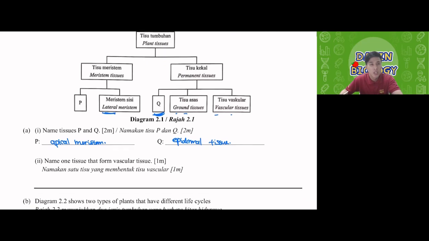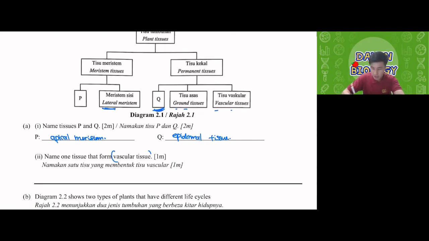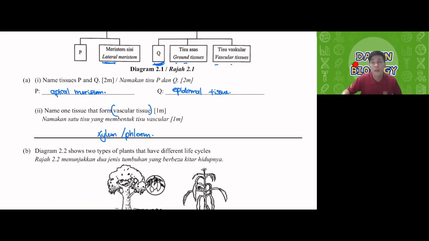One tissue that forms vascular. Okay, so what's inside vascular? I just don't need to mention only, right? Vascular got one tissue. There are two tissues inside vascular. One and what? Xylem, phloem. Correct. Josiah and Sishi, very good. Xylem, phloem. They want one only, right? So either one will do.